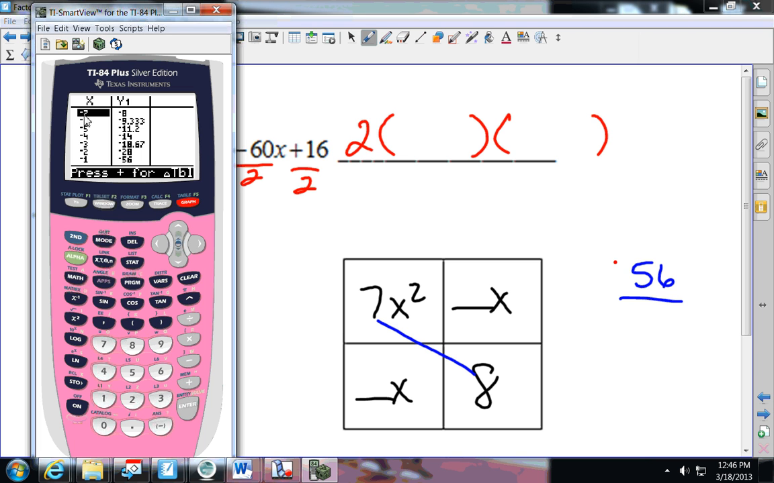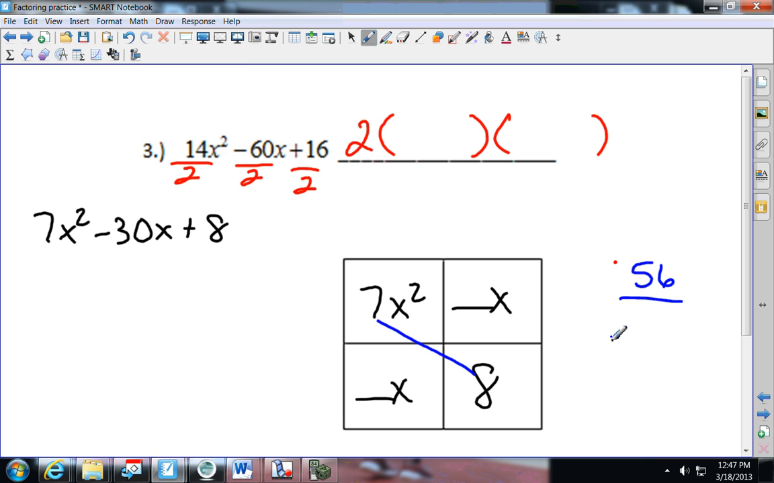Well, negative 7 and negative 8, if I add them together, it gives me negative 15. Let's see. Oh, there it is. I see it. Negative 2 and negative 28. If you add them together, it gives you 30. So right here, let's put in there negative 2 and negative 28. Now, go and put that in your box right now and see if you can figure out what your factors are.